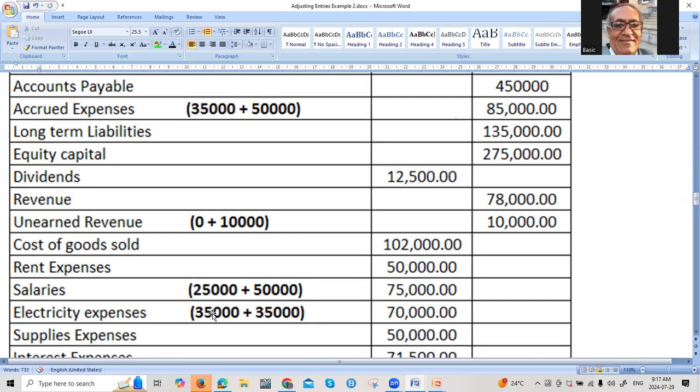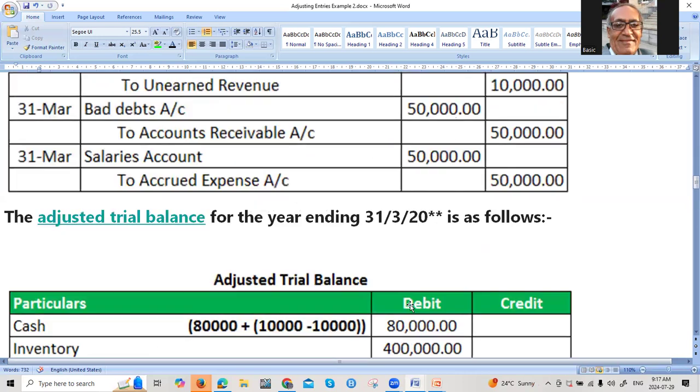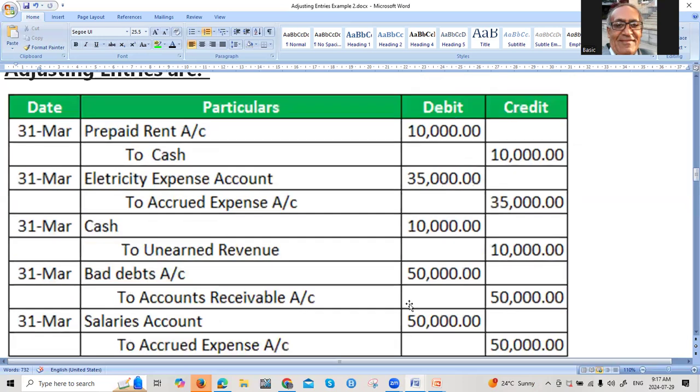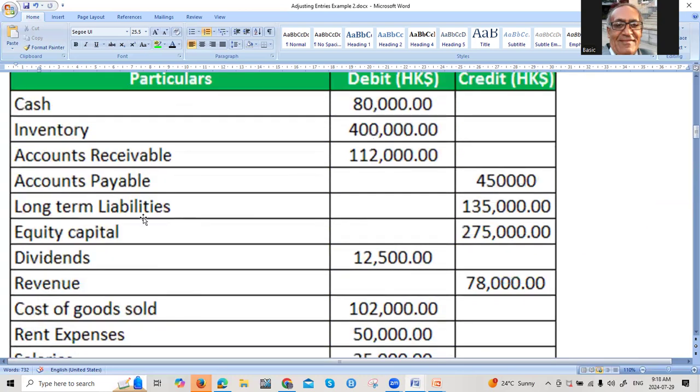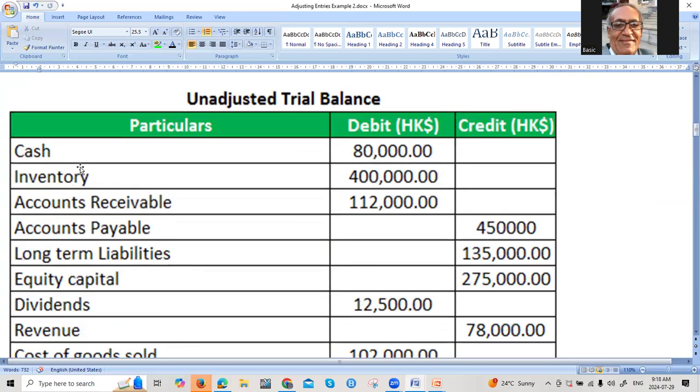So 35 old and 35 new, that will be 70,000. Let us go and now see, we have also another part of this, because we have two parties, the debit and the credit. How about the accrued expenses? I have to go first and see here in the old one. If there is accrued expenses here, let us go and see.